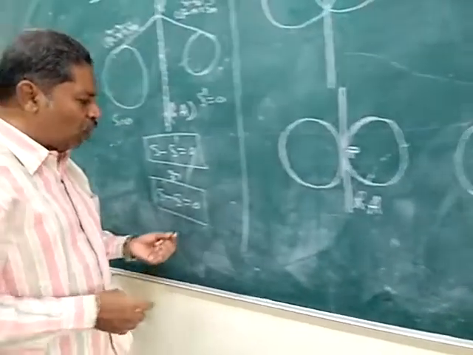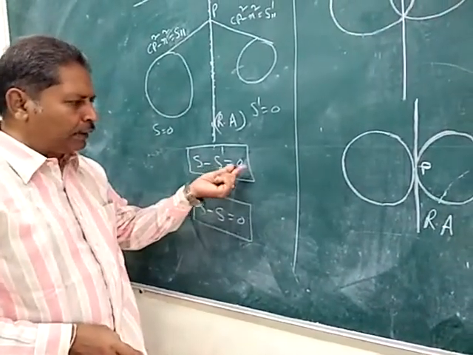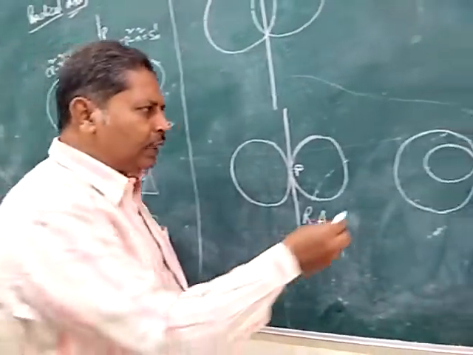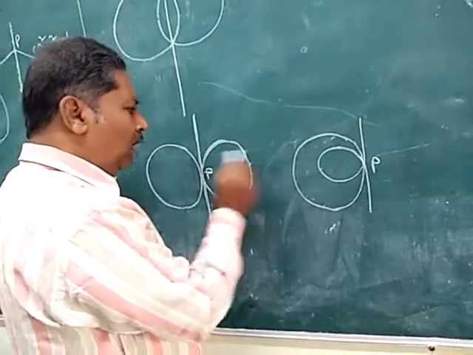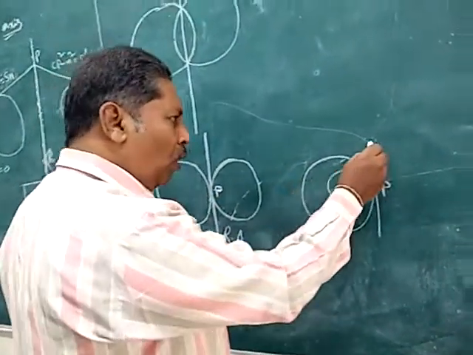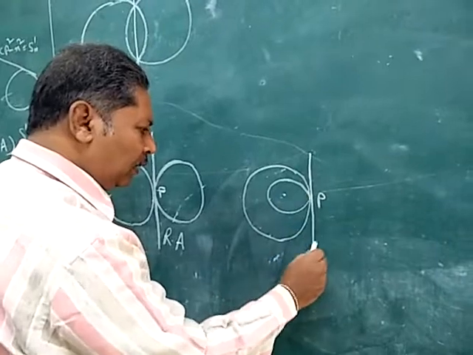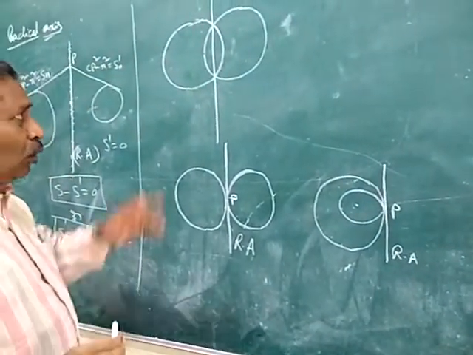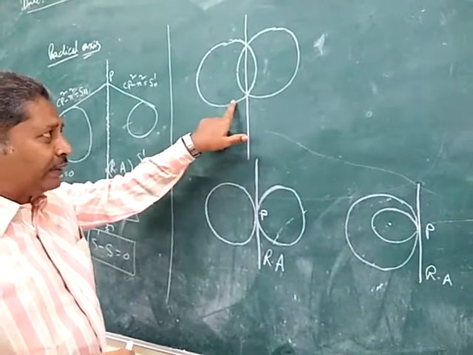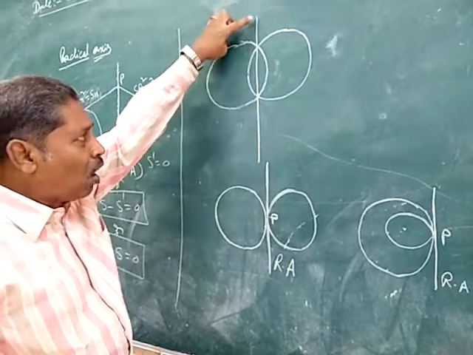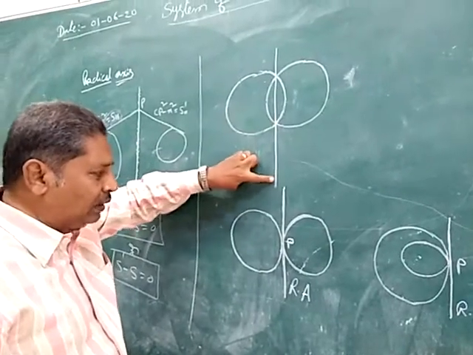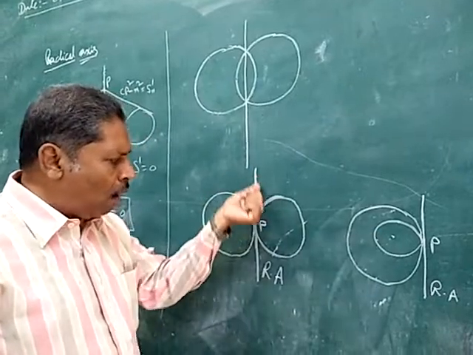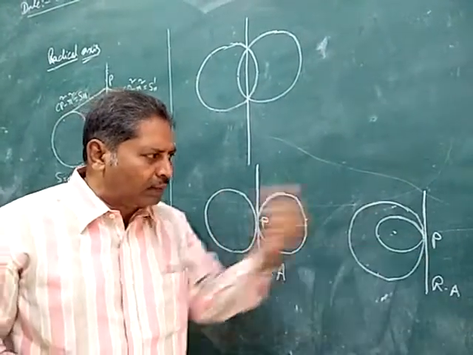We apply the same formula, S minus S dash equal to 0 or S dash minus S equal to 0, in this case also, internally or externally. So the common tangent is nothing but the radical axis of the two circles. If the two circles intersect each other, the common chord is the radical axis. If the two circles touch each other, the common tangent is the radical axis.